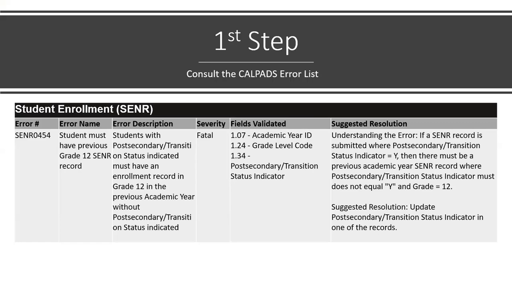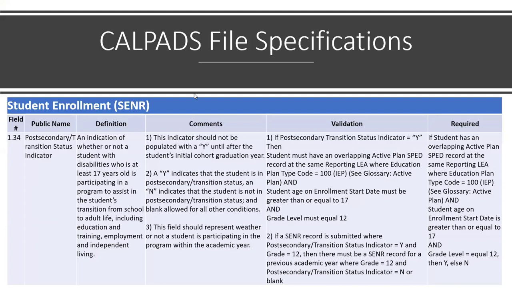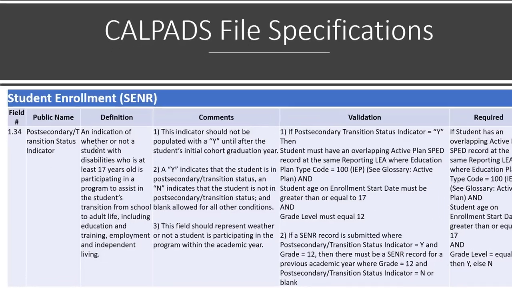Let's look at another. The CALPADS file specifications. Now there's two CFS documents, CALPADS file specifications, CFS, right? There's the forms and there's the Word. This is a screenshot of the forms document, and these can be found on the CALPADS system documentation page. And so we identify the record type that we're looking up, that student enrollment, SENR. We identify the field, post-secondary transition status indicator, and then the definition, right?